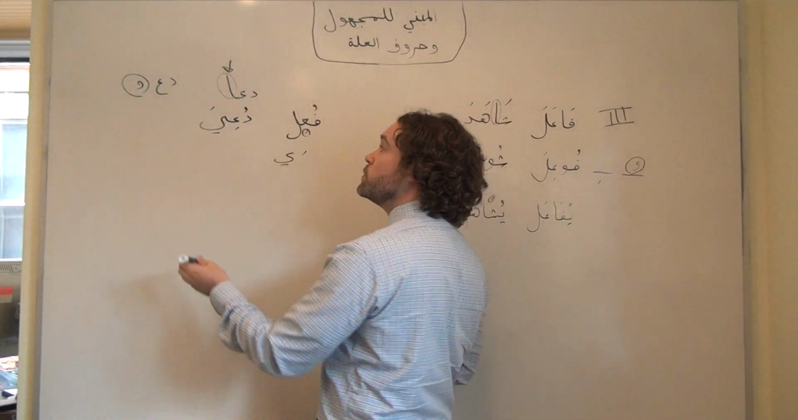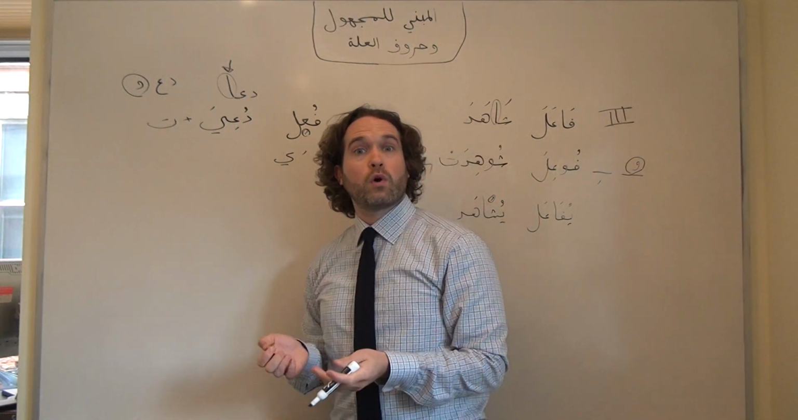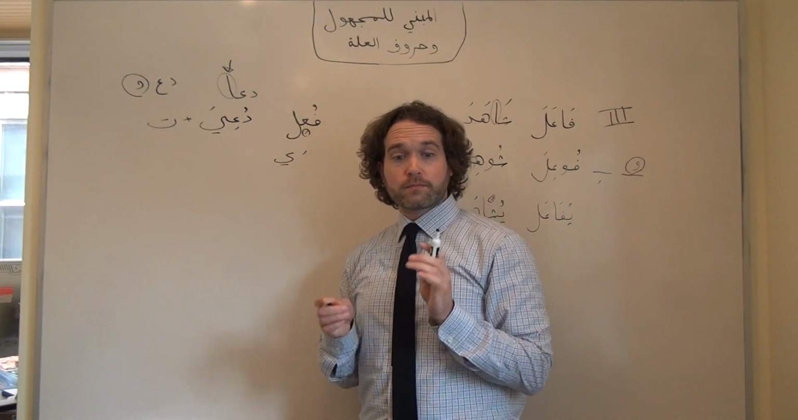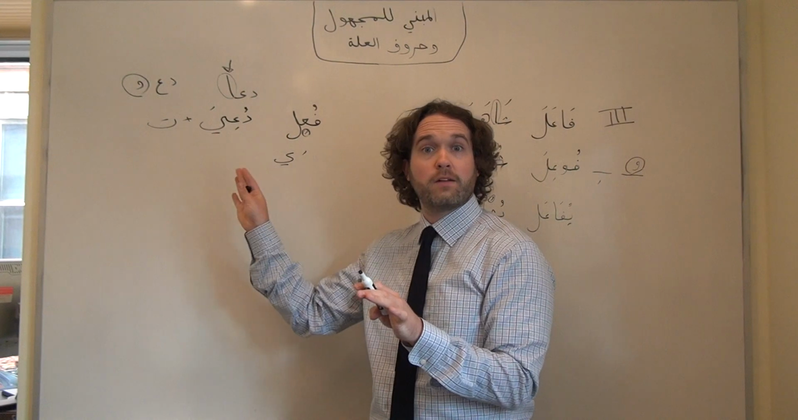Or she was called, we would just add our conjugation on the end, du'iyyat. Or I was called, du'itu. This will work for all the derived forms as well, in the case of af'al naqisa.